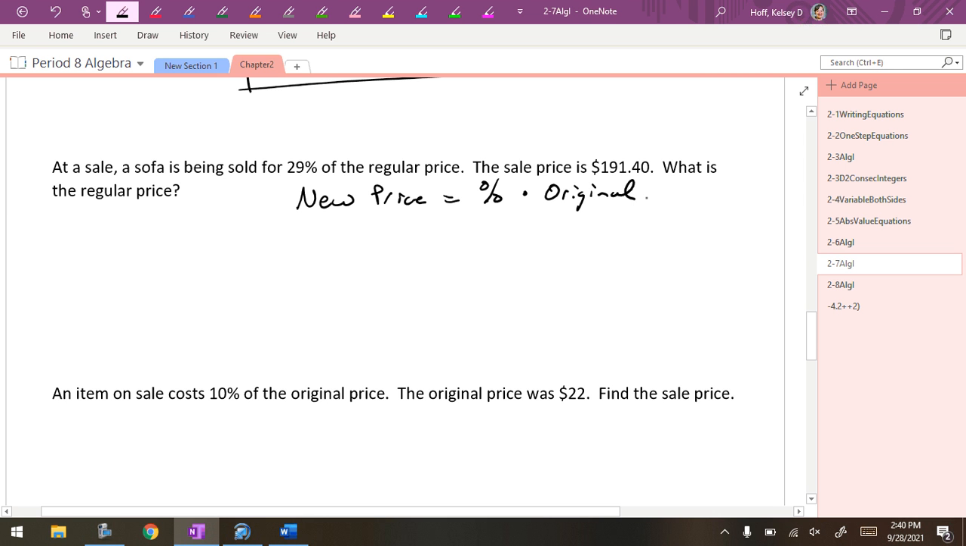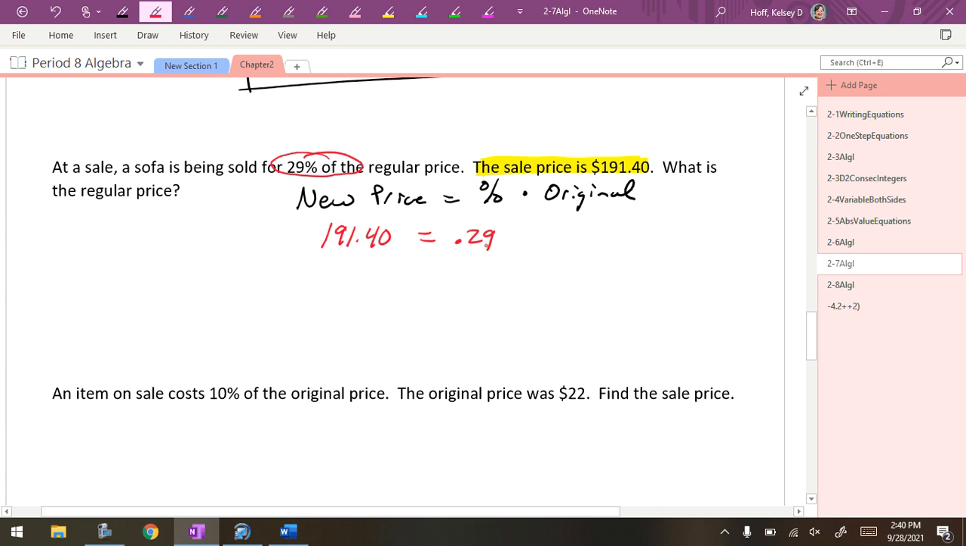What's our new price of this sofa? Our new price. Yes, we are actually paying this, $191.40. Now, what percentage are we paying? 29% of it. As a decimal, we would say 0.29. I don't take that because it doesn't say 29% off. It says 29% of.